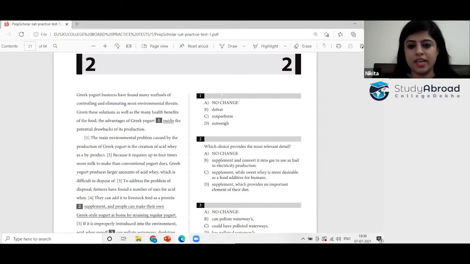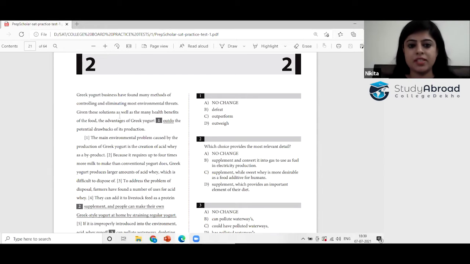When such a case appears, it means that we are provided with the options and we have to choose the best of the options. A says no change. That means whatever the underlined portion, a word or a group of words that we are going to witness, is going to be the answer. I hope that you have understood that. Now let's come back to the question.